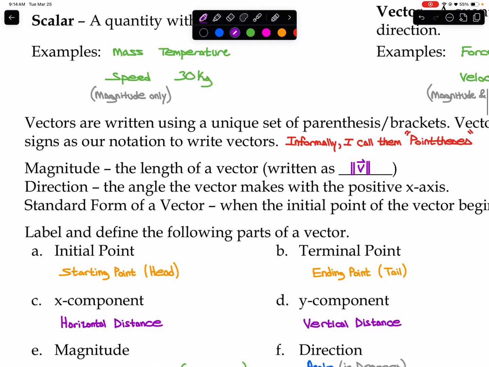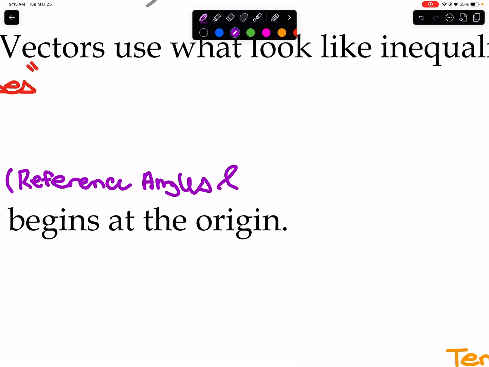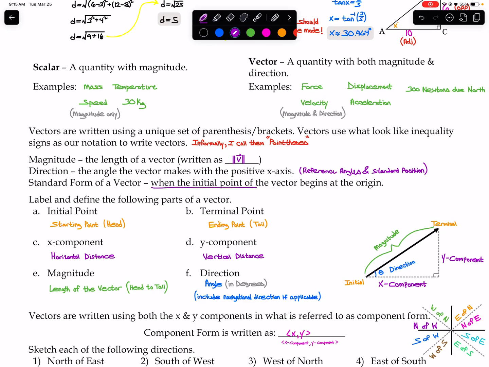And then the direction is going to be the angle that the vector makes with the positive x-axis. More specifically, we're also going to be bringing back reference angles, and then we're also going to be looking at angles in standard position. And then with standard form, it's where it's going to begin at the origin. So when we're talking about the standard form of a vector, we want the initial point where it starts to actually be at the origin, not anywhere else on the graph.